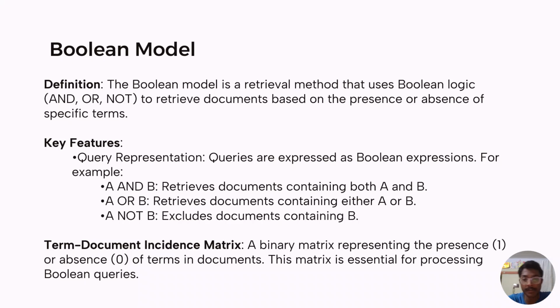Now the term document index matrix. It is a binary matrix representing the presence, 1, or absence, 0, of terms in documents. This matrix is essential for processing Boolean queries.